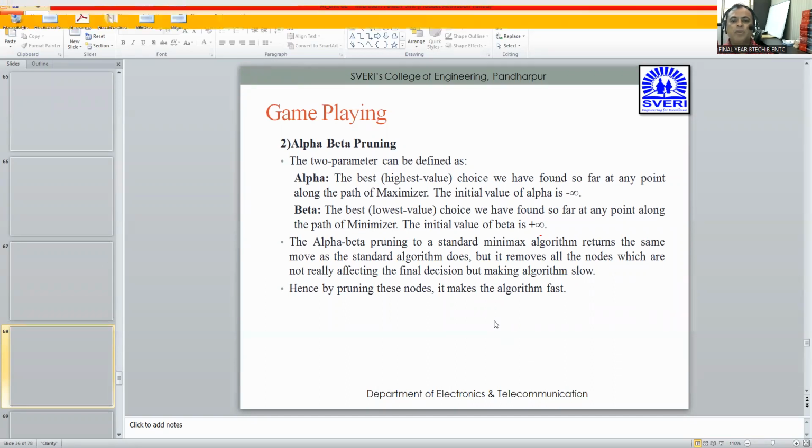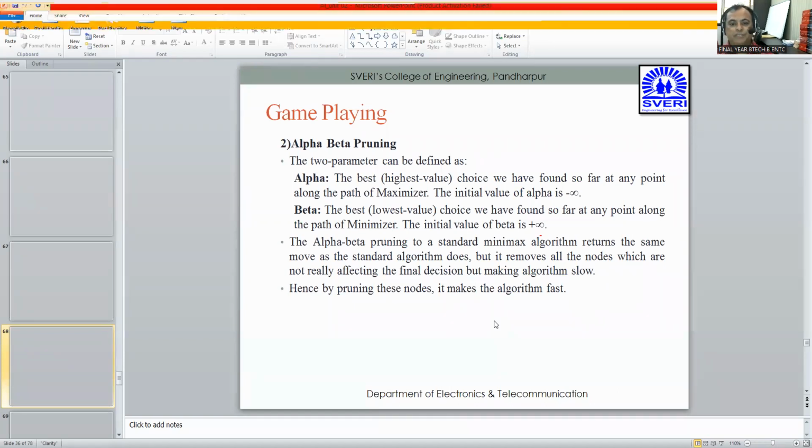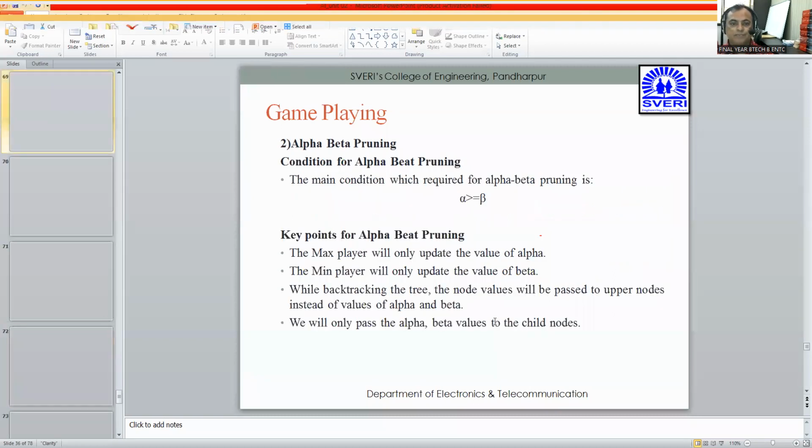The alpha beta pruning returns the same move as the standard algorithm does, as it removes all those nodes which are not affecting the final decision. Hence, by pruning these nodes, we can make the algorithm work fast.